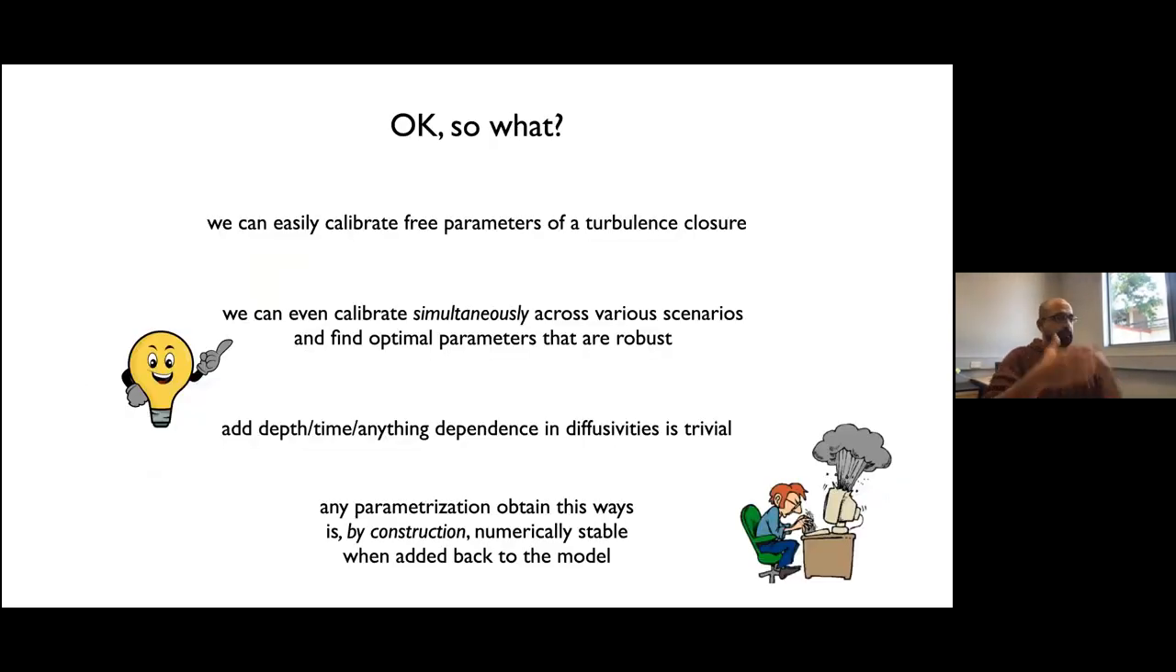So what I was trying to describe here is that we can easily calibrate free parameters of a turbulence closure, and we can even calibrate simultaneously across various scenarios to find the best parameters that work for all scenarios. And then with this method, adding depth dependence or time dependence on the diffusivities, for example, or any free parameter is trivial. And most importantly, by construction, a parameterization constructed this way is also numerically stable because it has been constructed by solving the parameterized model forward.